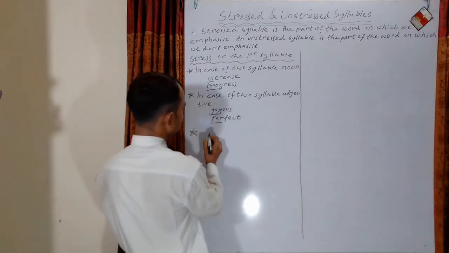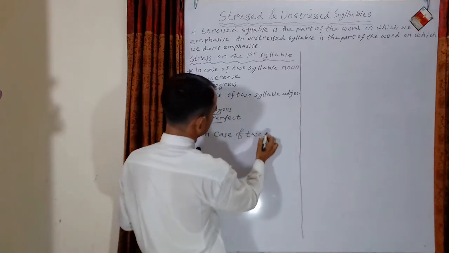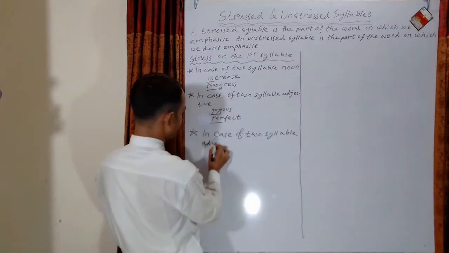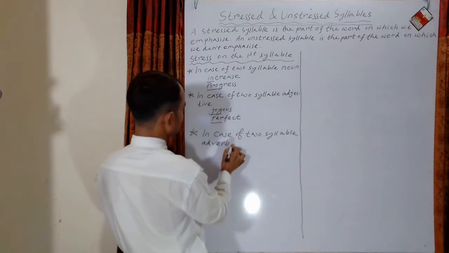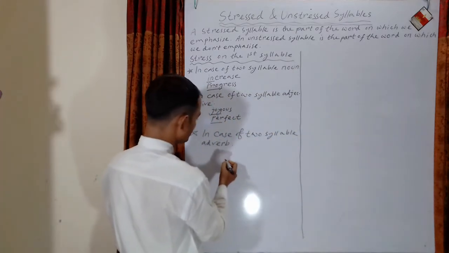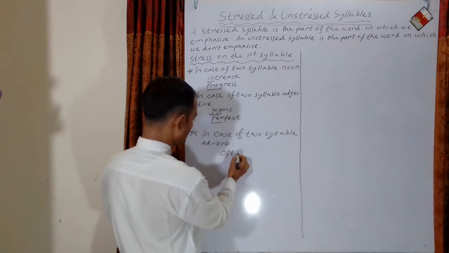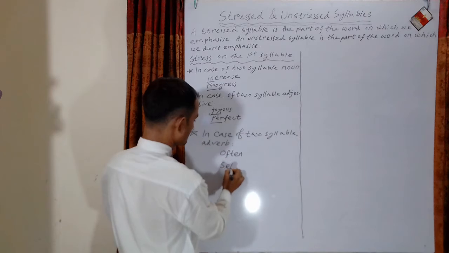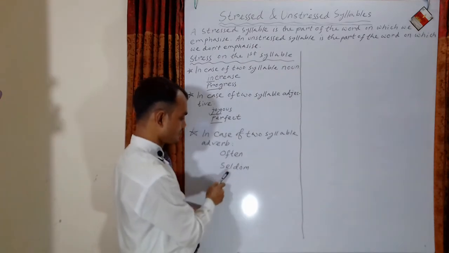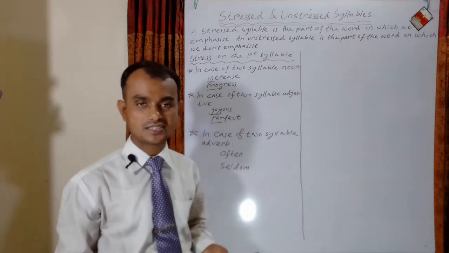Okay. In case of two syllable adverbs. One is often, another is seldom. Look at the words often, seldom. The word often. From the word often, we find there are two syllables here.